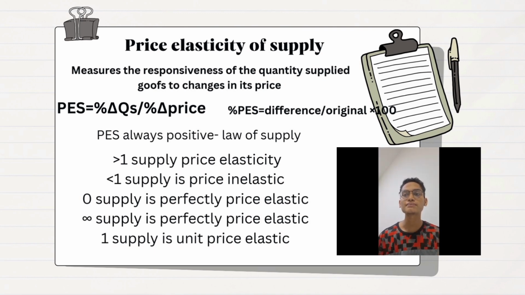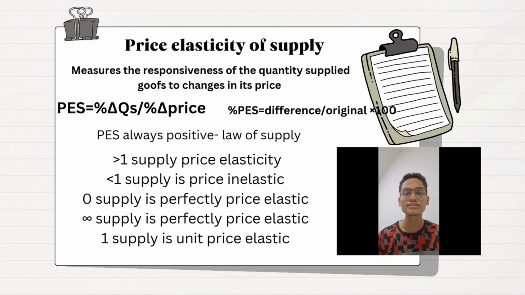The first one is PES greater than 1. That means supply is price elastic, which means the proportional increase in quantity supplied is greater than the increase in price. The second one is PES less than 1, which means supply is price inelastic. The proportional increase in quantity supplied is less than the increase in price.